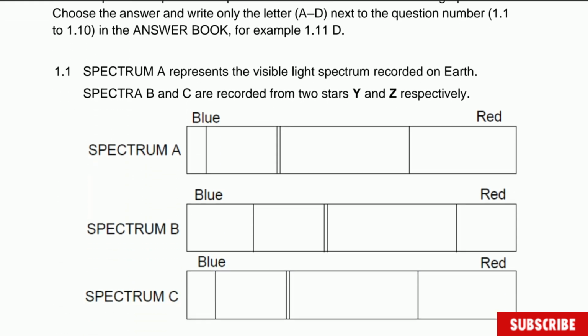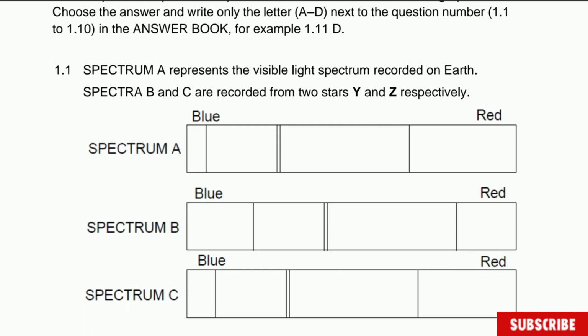The first question of this test is multiple choice and says choose the answer and write only the letter A to D next to the question, which is the correct one, and it's for all the multiple choice.